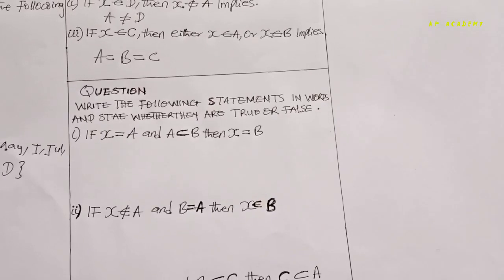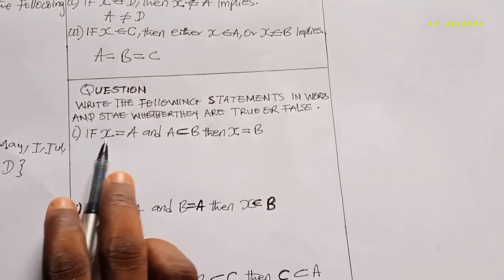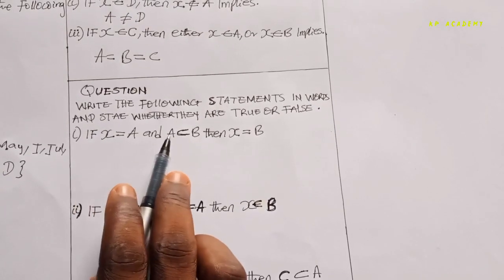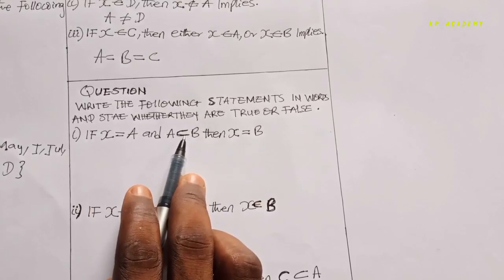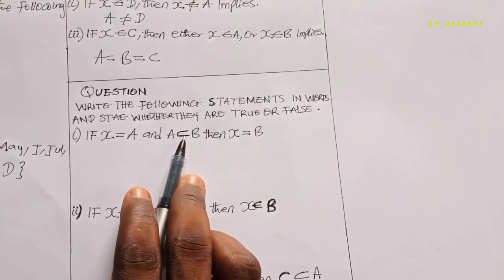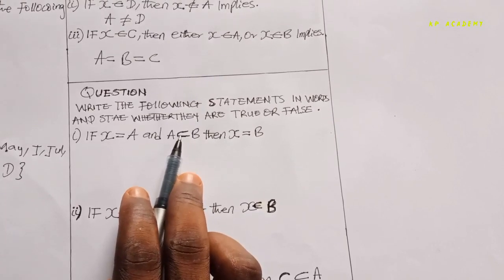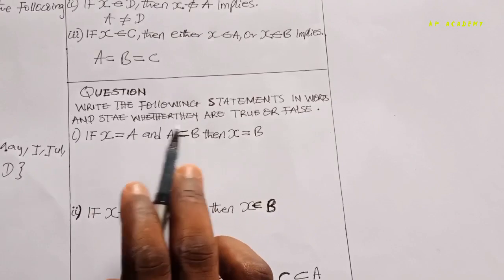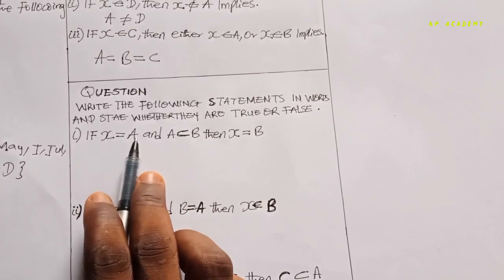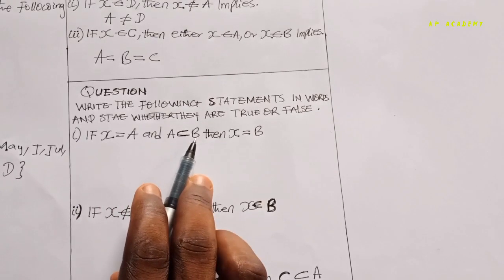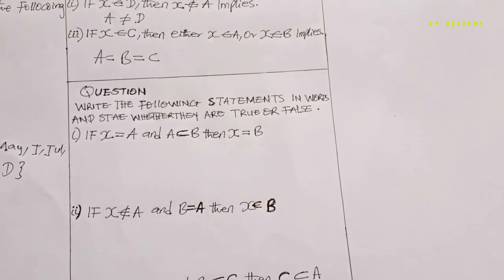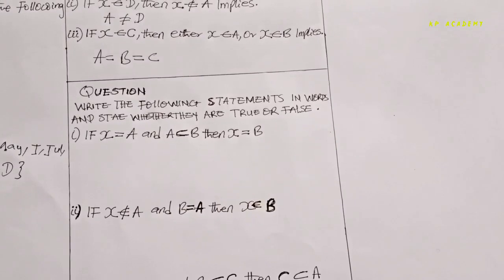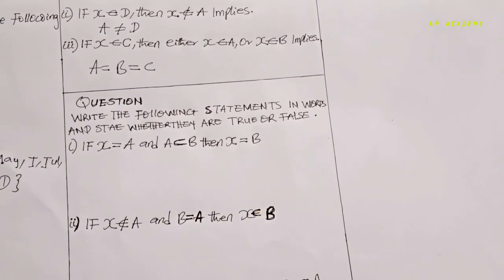The first one now says, if S is equal to A, and A is a subset. That is what this thing means, all right? It looks like C, but it is a long C. So whenever you see something like this, it means subset. So if S is equal to A and A is a subset of B, then S is equal to B. So we're going to write it in words now, then we're going to state whether it is true or false.